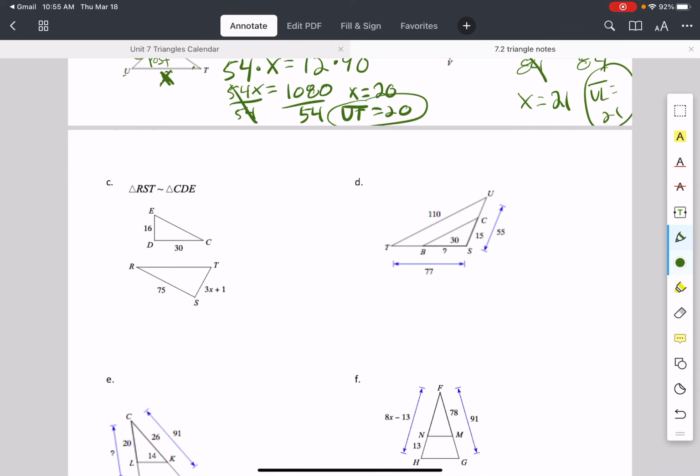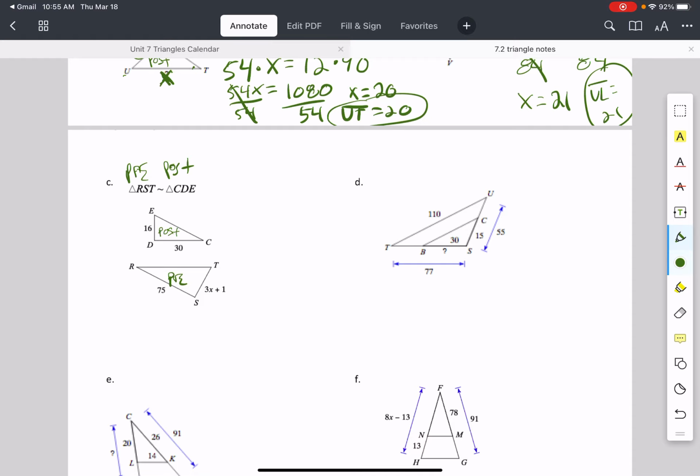Okay, the pre-image is my first one. The post image is my second one. So on this one, RST is my pre-image, and my post image is this one. Right?